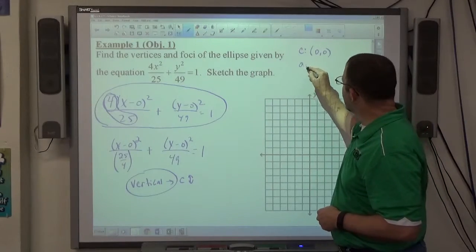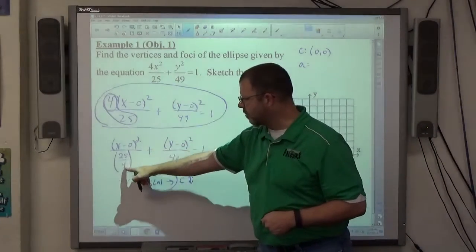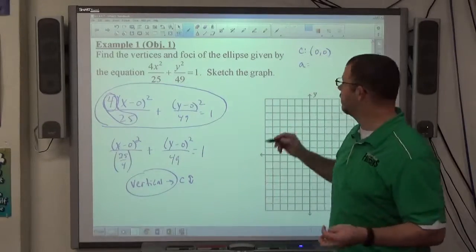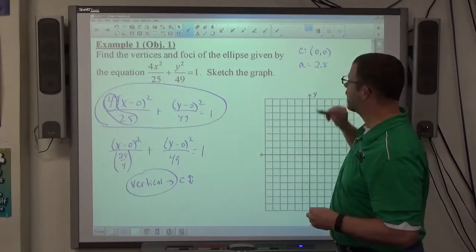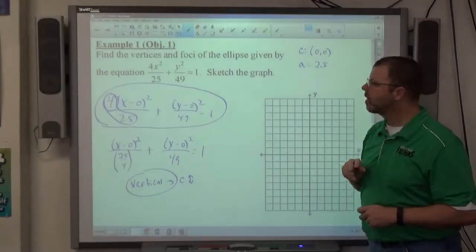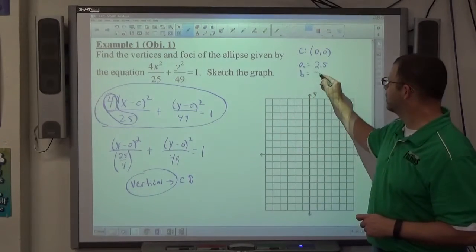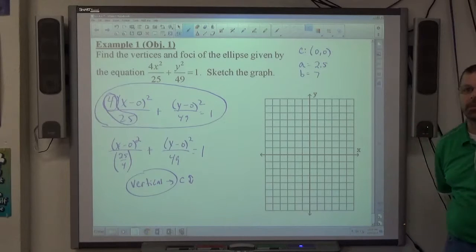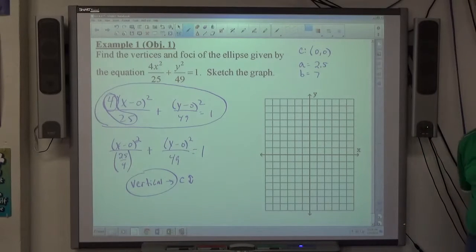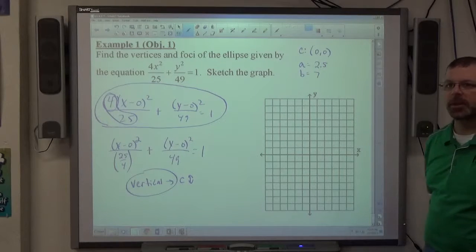I know that a is going to be the square root of this number, which is going to be 5 halves, 2.5 if you will. Decimals are fine. b is going to be the square root of this number, which will be 7. Sometimes they're pretty numbers like that. Sometimes they're decimals. Square root of 13 happens sometimes. 3.61. All right, go a couple decimal places.